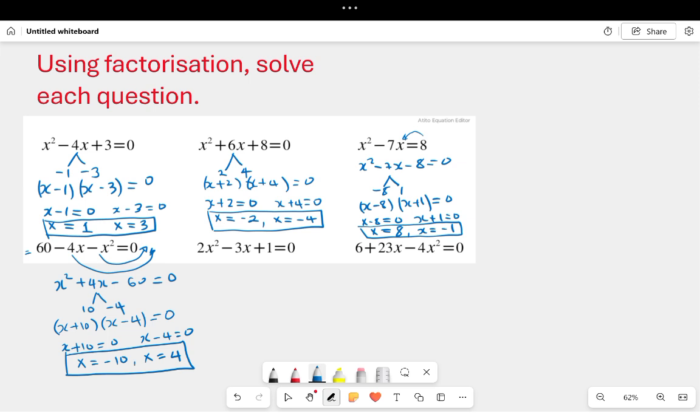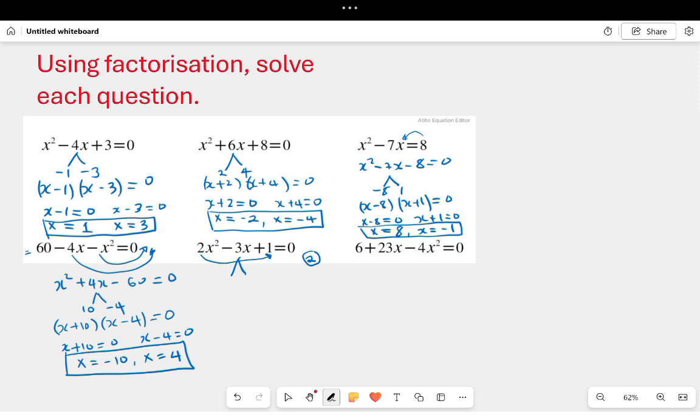Now let's look at this. This is a bit different. The coefficient of x squared is a different number other than 1. It is 2 in this case. Therefore, what we are going to do here is going to take a bit longer process. So we're going to multiply 2 times positive 1, which is going to be 2. Now we will be looking for two numbers. When we add these two numbers, we are supposed to get negative 3. But when we multiply, we get 2.